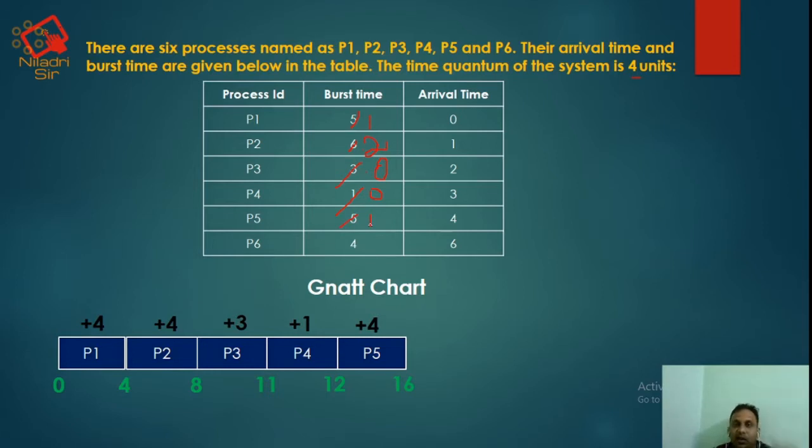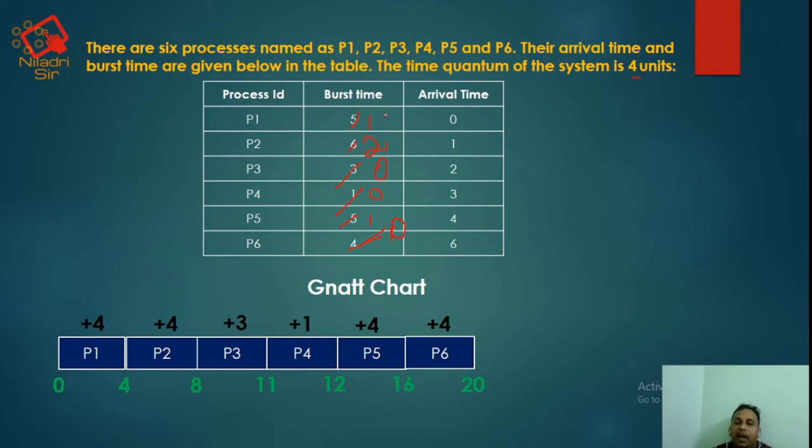Next P6. The burst time of P6 is equal to the quantum time, so P6 will execute for that quantum time or burst time. So this will be 0.